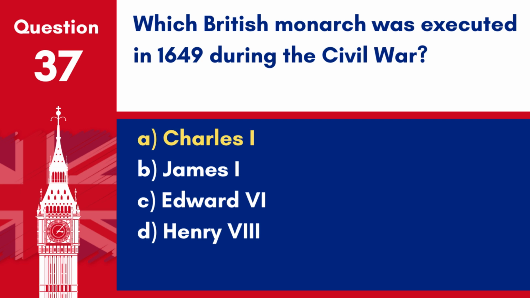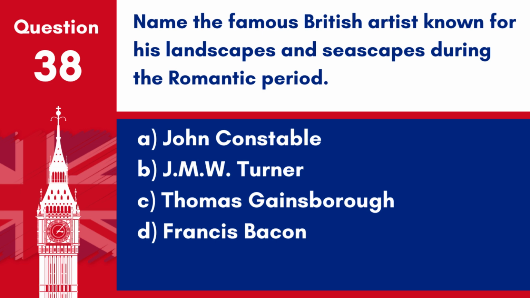Answer A. Charles I. King Charles I was executed in 1649 during the English Civil War. Question 38. Name the famous British artist known for his landscapes and seascapes during the Romantic period. A. John Constable. B. J.M.W. Turner. C. Thomas Gainsborough. D. Francis Bacon.